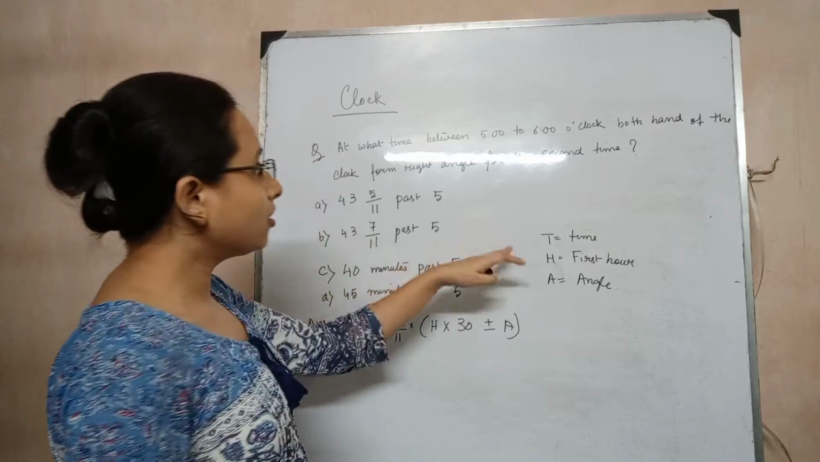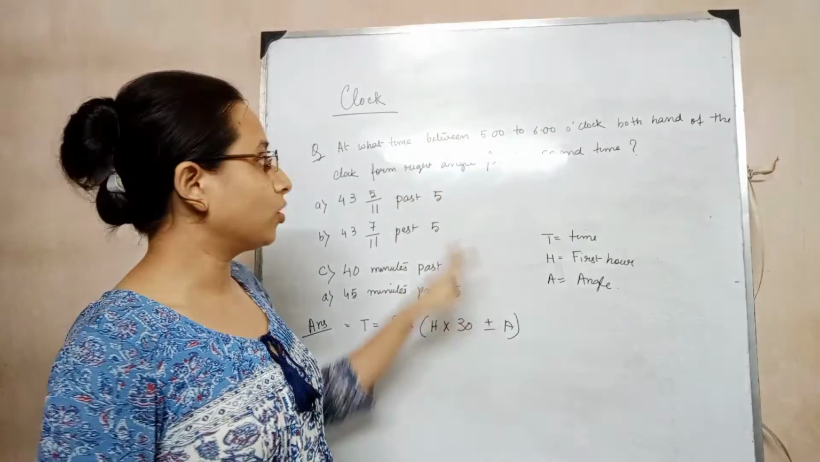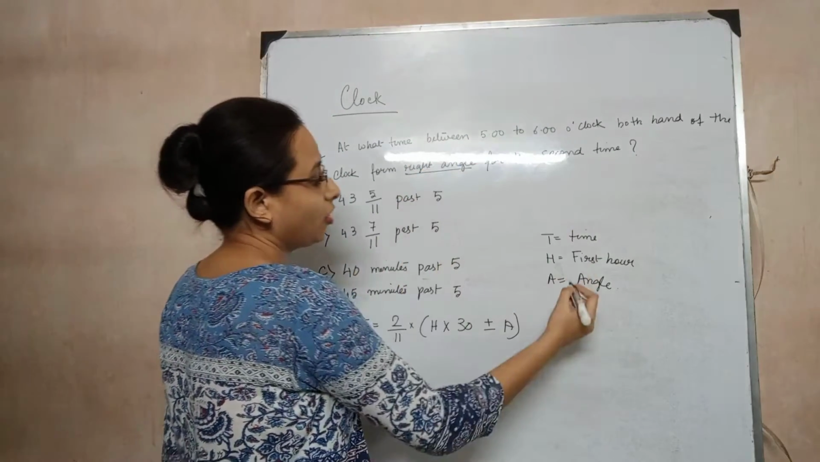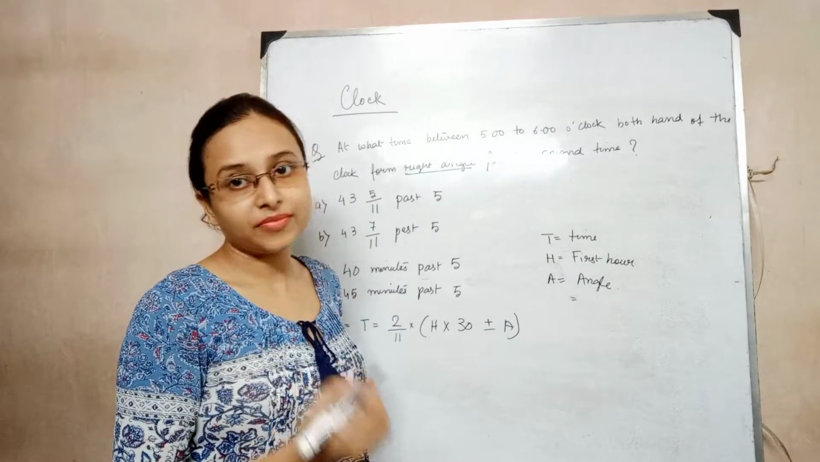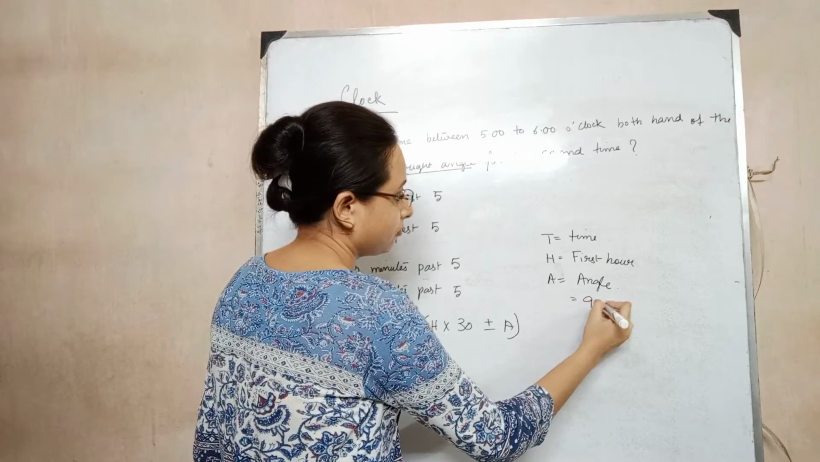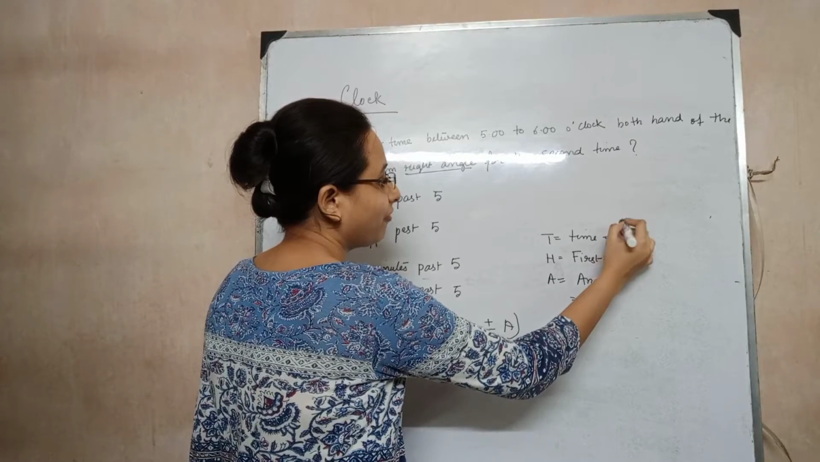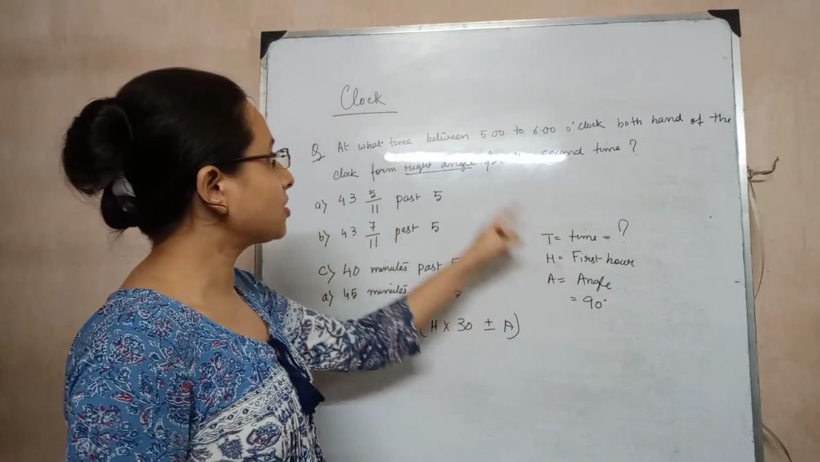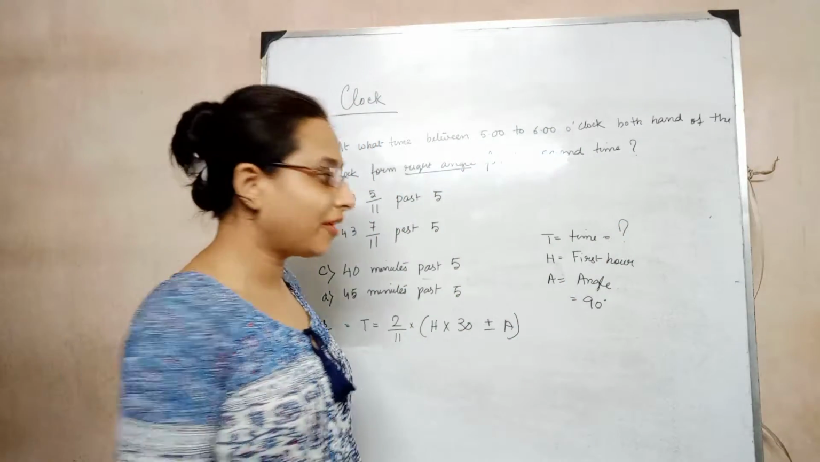Okay. Now here the angle is already told. That is the right angle. So the right angle means 90 degrees. Right? Time we are finding out. And the first hour is already given as 5 o'clock.